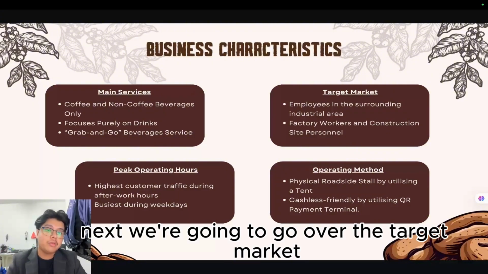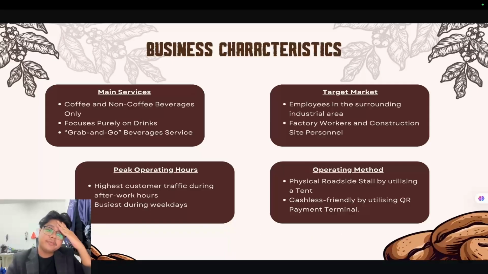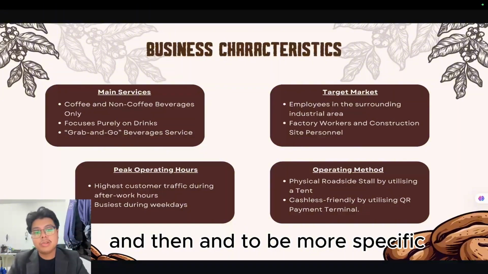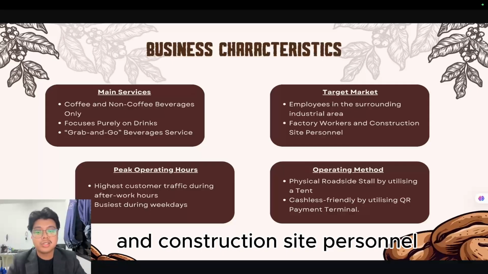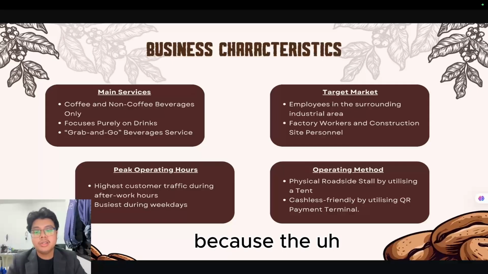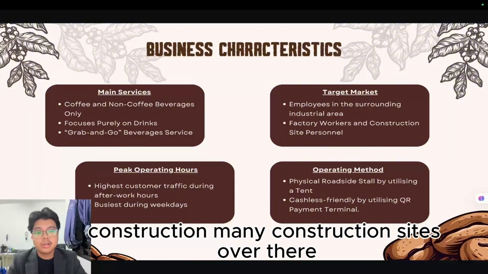Next, we're going to go over the target market. It is targeted at employees in the surrounding industrial area. To be more specific, it focuses on factory workers and construction site personnel, because the area surrounding the coffee stall has many construction sites.